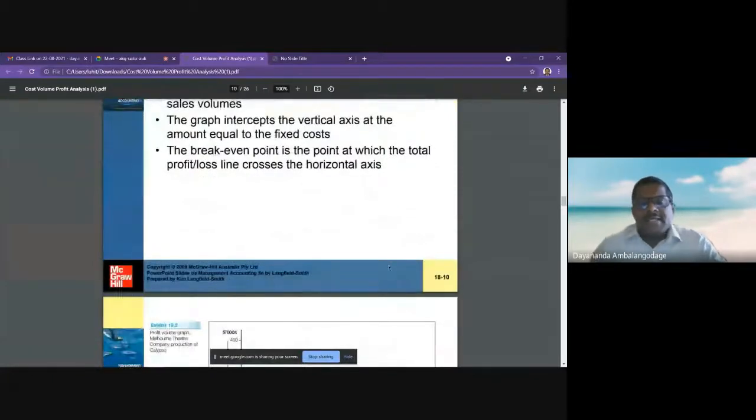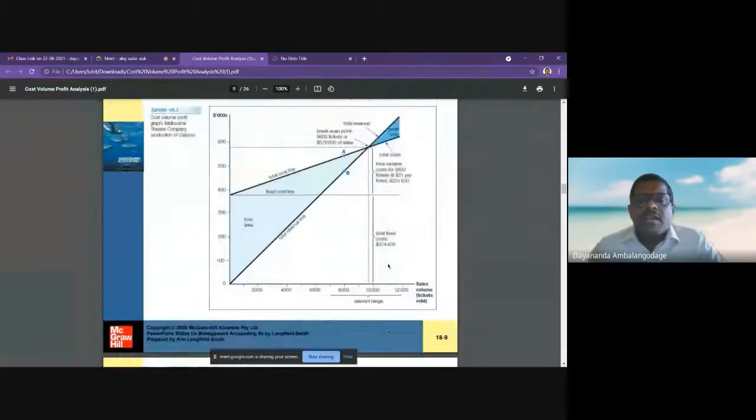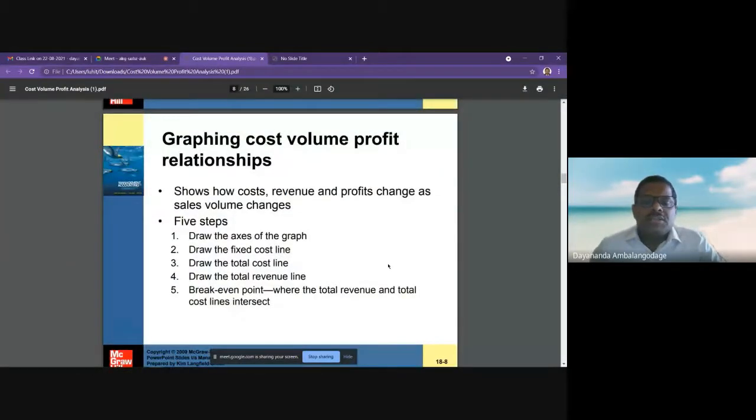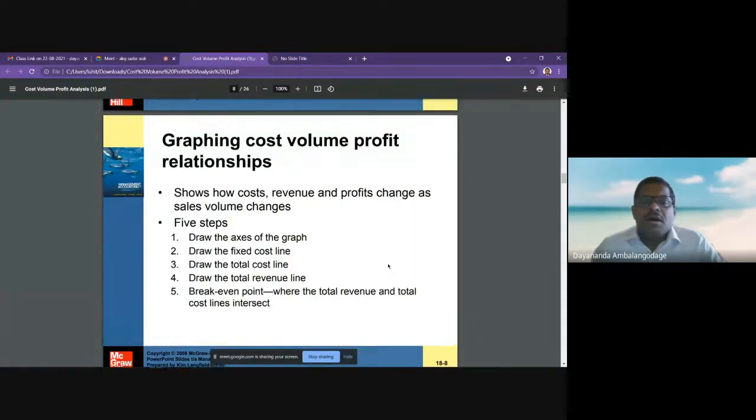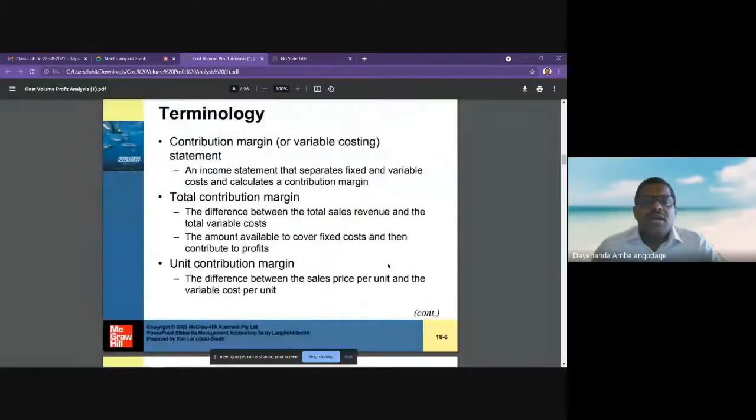We discussed the break-even point. We calculate the break-even point by dividing the fixed cost by the contribution. Then we calculate the break-even point not only in terms of quantity but also rupee-wise. There were two ratios, I think.